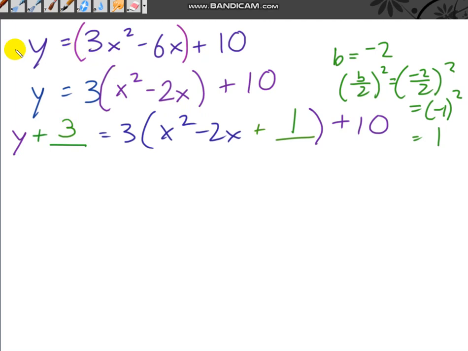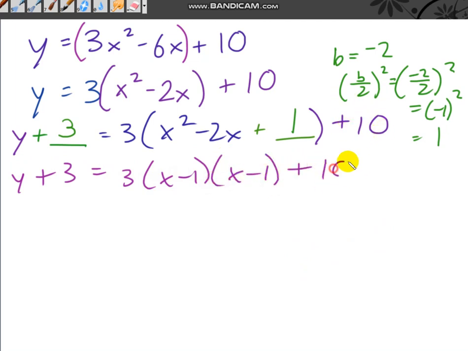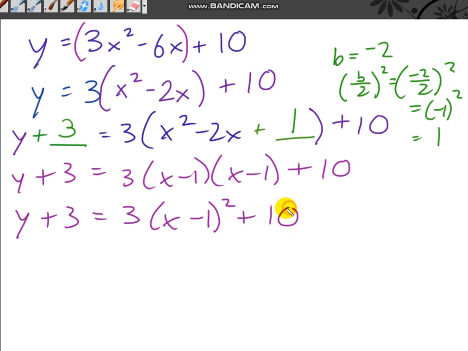Okay? Next, what we can do is factor this expression. If we were to factor this expression right here, we're trying to find two numbers that multiply to 1 and add up to negative 2. This pair of numbers here should work. So when we write this out, y plus 3 equals 3 times x minus 1 times x minus 1 plus 10. Here we can group these together. So what we have is y plus 3 equals 3 times x minus 1 squared plus 10.